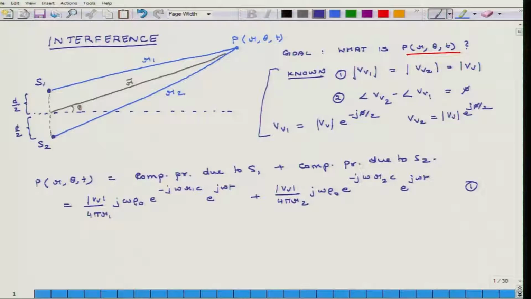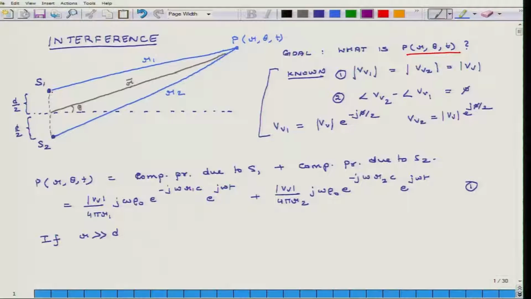Now, what we have done here is that in equation 1 we have expressed complex pressure at point P in terms of R1 and R2. So, now what we will do is we will develop an expression between R1, R2, D and theta. So, if R is extremely large compared to D, which means that this point is extremely far away, then let us look at that.